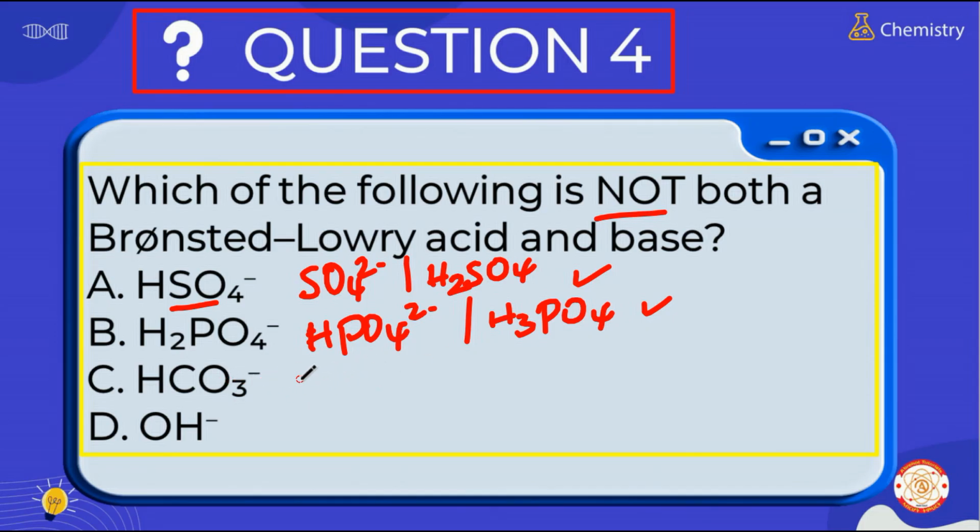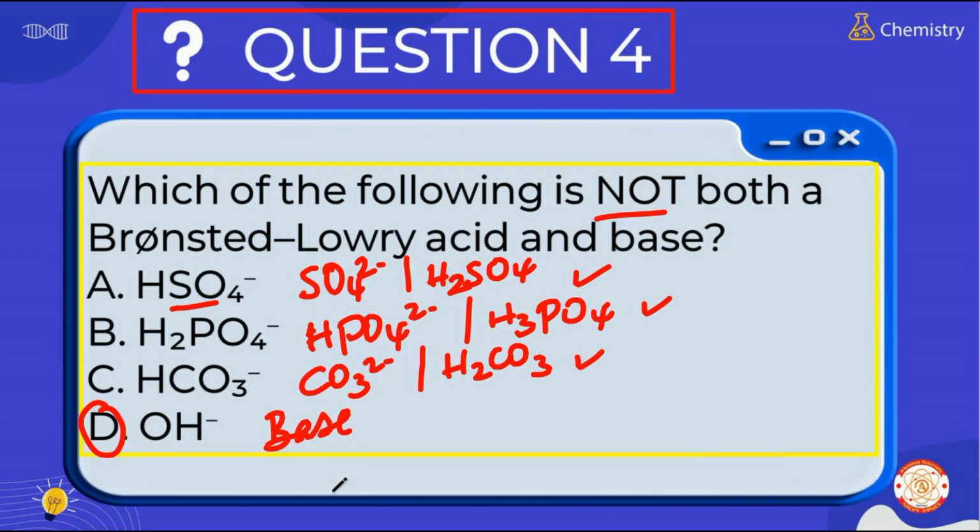And when this loses or donates a proton, it becomes carbonate, or when it accepts a hydrogen, it becomes what? Carbonic acid. So this also acts as both Bronsted acid and Bronsted base. Okay, when it comes to D, so the answer is D because this acts as what? As Bronsted base. It cannot act as Bronsted acid. Therefore, the answer to this question is D.